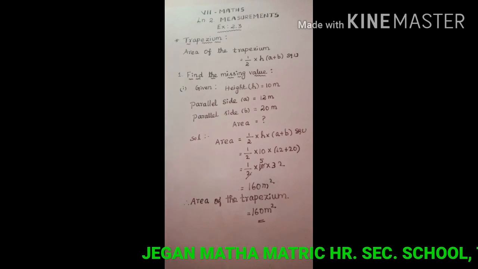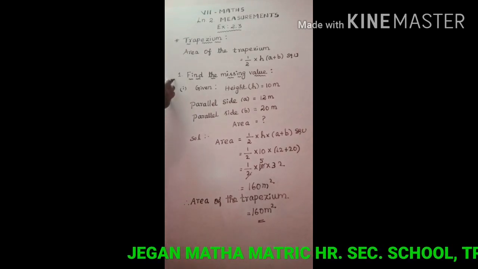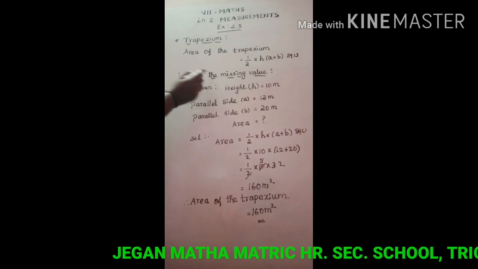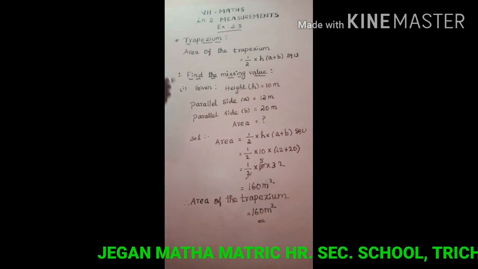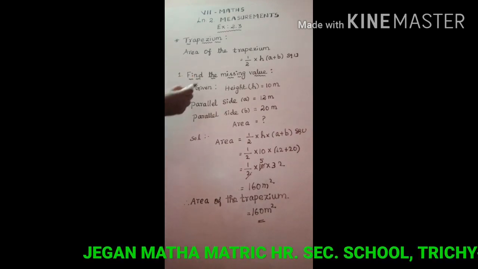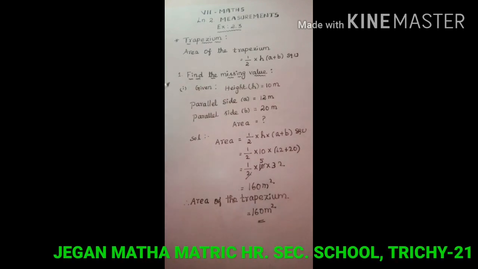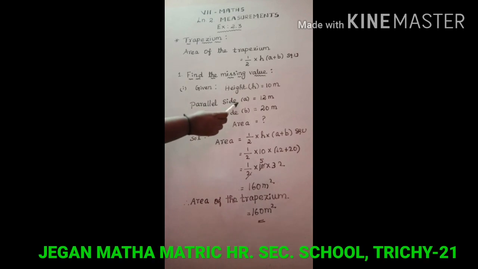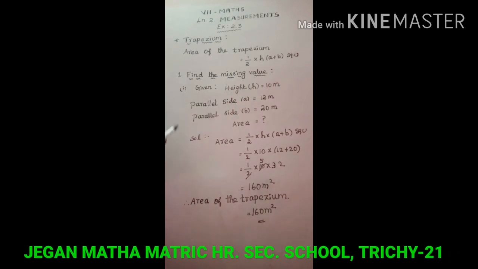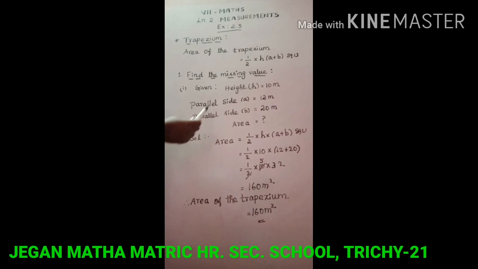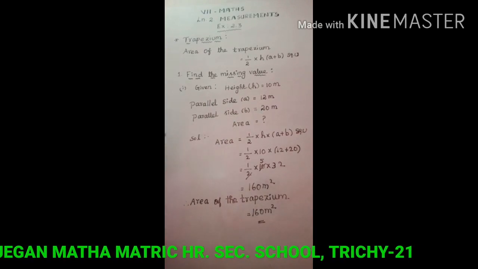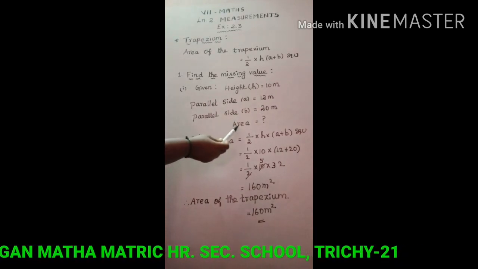Now I explain exercise 2.3, first Roman numeral. Find the missing value. In the first sum given, the height of the trapezium is equal to 10 meter. Then parallel side A is equal to 12 meter. Another parallel side B is equal to 20 meter. Find the area of the trapezium.